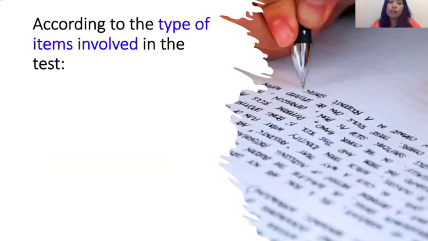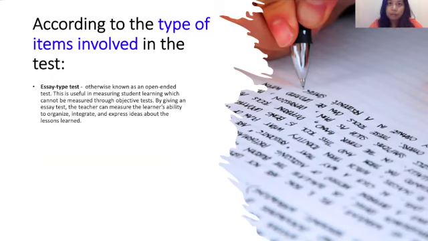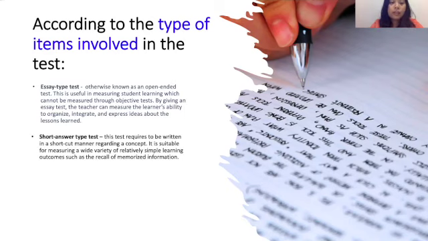We can also categorize tests according to the type of items involved in the test, like for example, essay, short answer, and objective type. In the essay type of test, otherwise known as an open-ended test, it measures student learning which cannot be measured through objective tests. By giving an essay test, the teacher can measure the learner's ability to organize, integrate, and express ideas about the lessons learned.